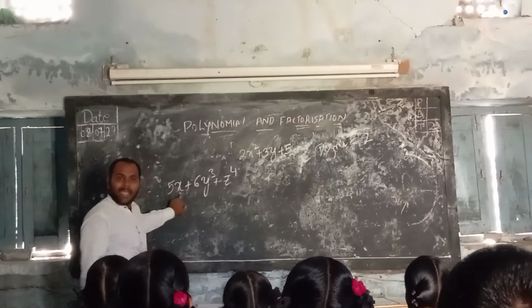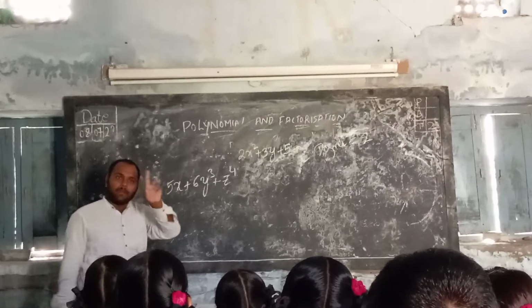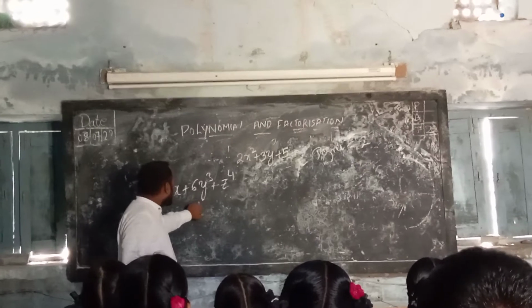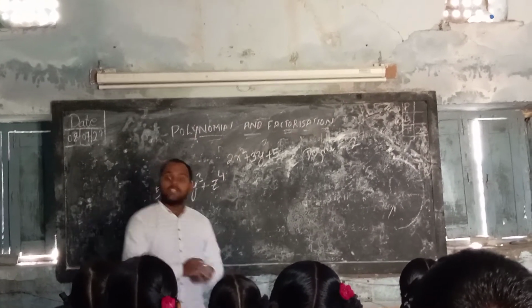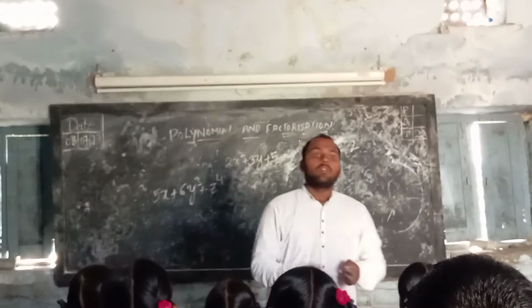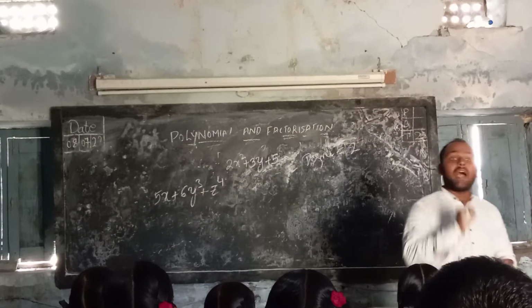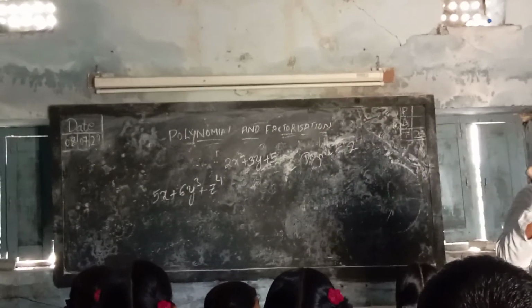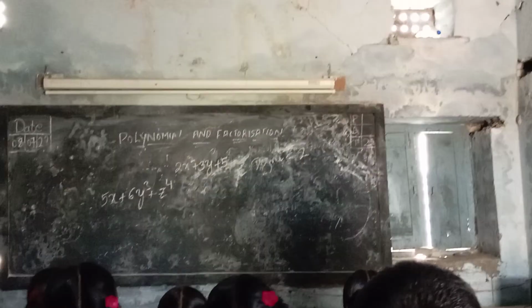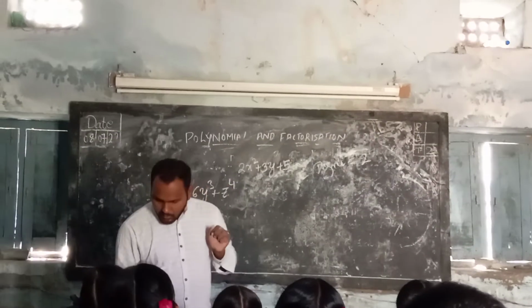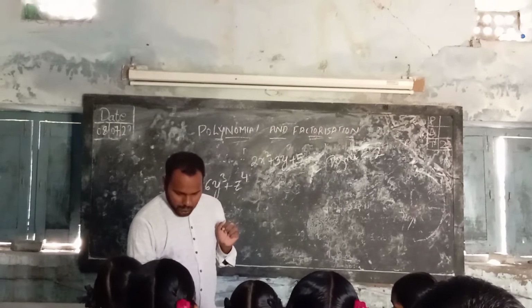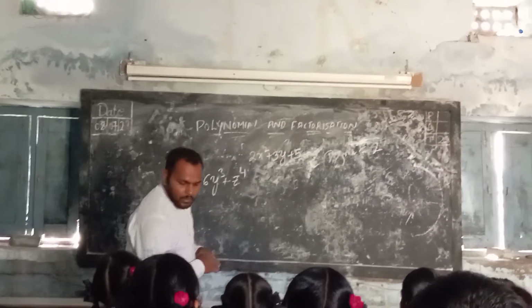Because see, whatever I have written on the board, this expression consists of 3 variables. When you observe the x variable, it has power 1. When you observe y, it has 3. But z has 4. So which is the highest? 4. So we should select the highest power. The highest power will become the degree of that polynomial. Now have you understood? Yes. Everybody understood? Yes, sir.